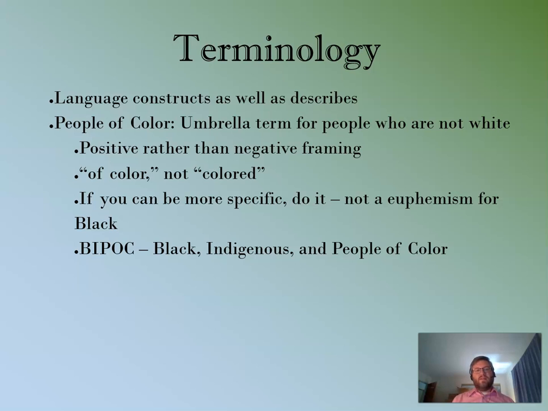So I want to start with the term people of color. This is a term that's probably going to come up a lot in this class. This is an umbrella term for people who are not white. So people of every other race aside from white can get grouped together under this umbrella term of people of color. And this term is intended to give a positive rather than a negative framing, right? Saying not white is a negative framing. It's defining people by what they aren't. So people of color is meant to be a positive framing.